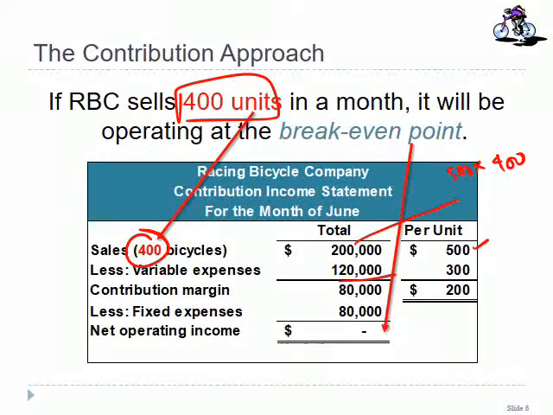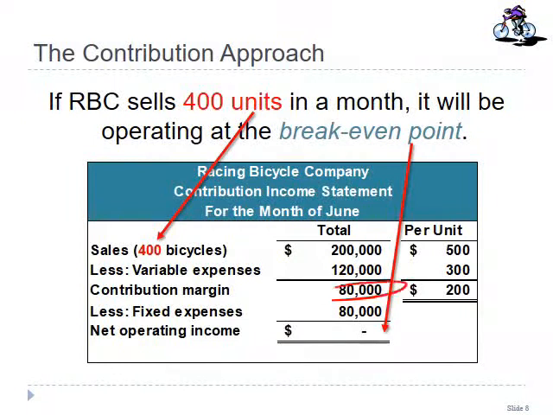Where did this 120,000 come from? You just multiply the per unit variable cost, because the behavior of variable cost is like a constant when converted into per unit variable cost. So we can rely on the 300. We sold 400, so 300 multiplied by 400 gives this 120,000, the variable cost multiplied by the units 400, right?